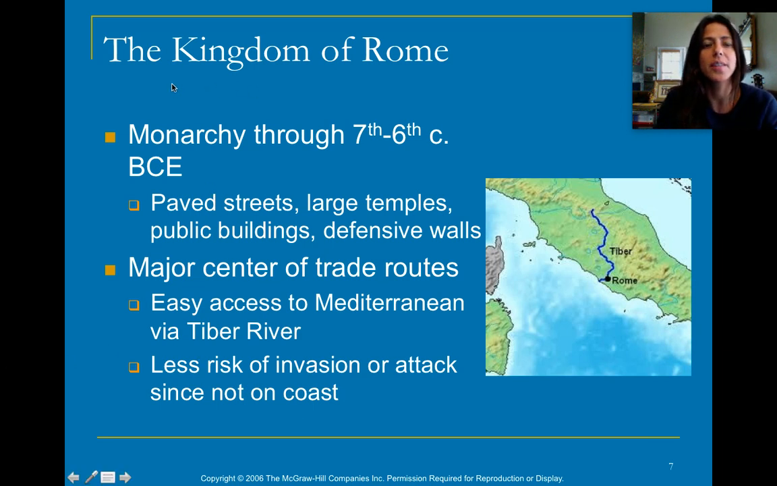Okay, so as I mentioned, the Kingdom of Rome was originally a monarchy through the 7th and 6th centuries BCE. There were paved streets, large temples, public buildings, defensive walls. And it was an important city because it wasn't right on the coast where it could easily be attacked. So there was less risk of invasion or attack, but because of the Tiber River, you could get to the coast. So again, that makes it an important strategic site for trade, because you want to use the water to trade, but it makes you less vulnerable to attack because you're not immediately on the coast.